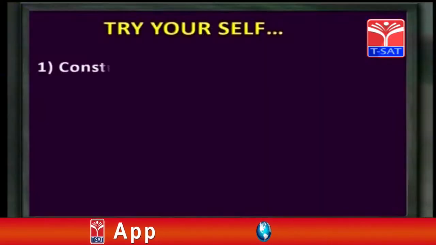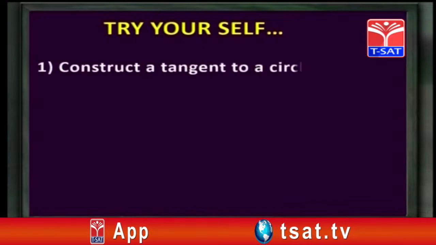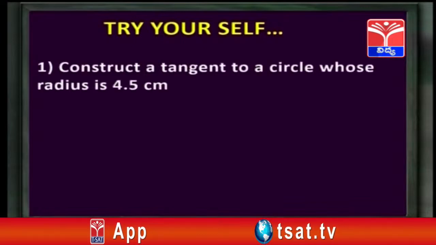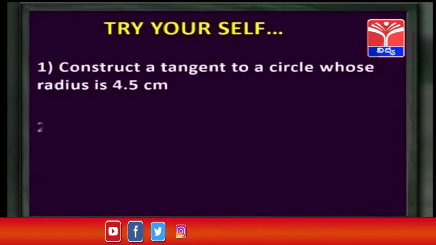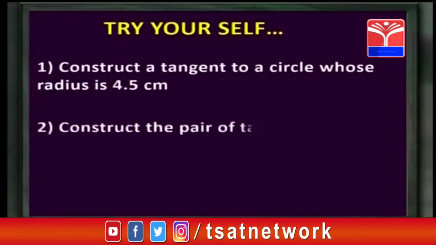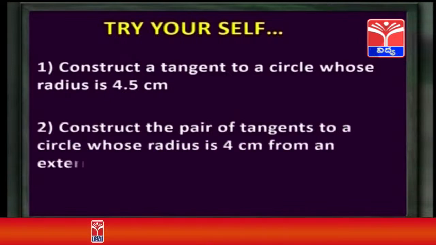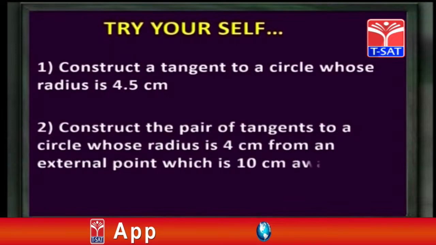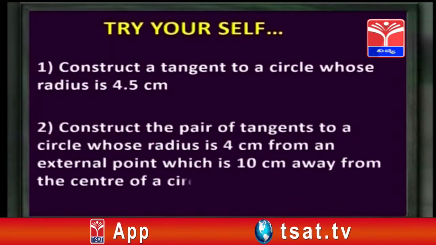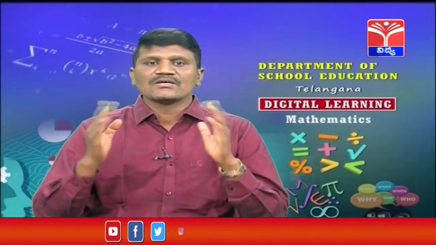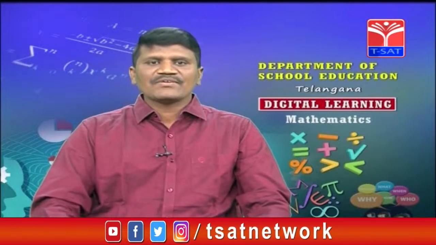Okay, students, now try yourself. Here are the problems. Construct a tangent to a circle whose radius is 4.5 centimeters. Try this one yourself, students. And the next one is to construct the pair of tangents to a circle whose radius is 4 centimeters from an external point which is 10 centimeters away from the center of the circle. The first one is one tangent and the second one is a pair of tangents. Try these problems.